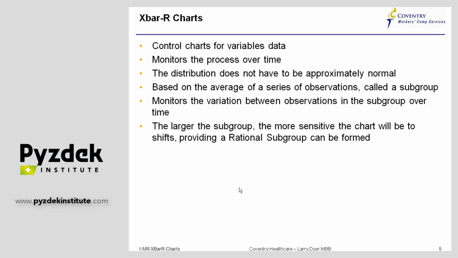So now let's talk about the XBAR chart. What's the difference? Well, it's a control chart for variable data once again, and it monitors the process over time. But the distributions need to be approximately normal, and it's based on the average of a series of observations. We call that a subgroup. It monitors the variation between those observations. And the larger the subgroup, the more sensitive the chart will be, providing you have a rational subgroup.